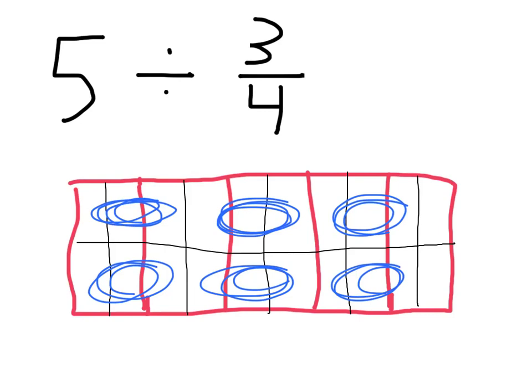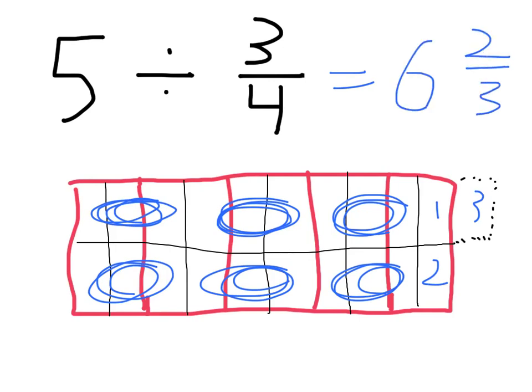For us to get another 3/4, we would need another box up here. One more fourth. But we only have 2 of them. We have 1, 2 out of the 3. So our answer is 1, 2, 3, 4, 5, 6, and 2/3. 6 and 2/3.